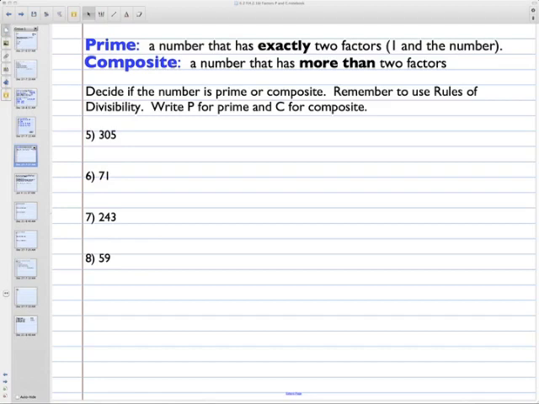For the problems below, decide if the number is prime or composite. Remember to use your rules of divisibility chart from the previous lesson, and then write P if the number is prime, and C if it's composite. Press play when you're ready to check your answers.